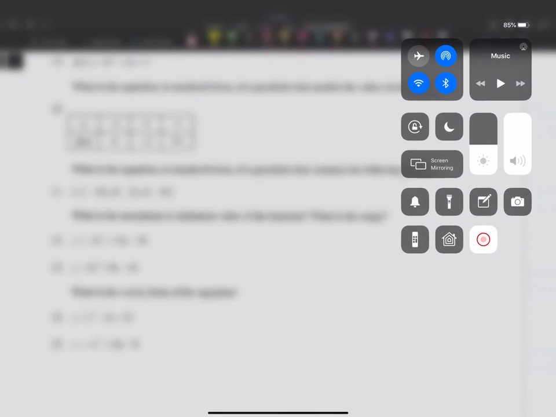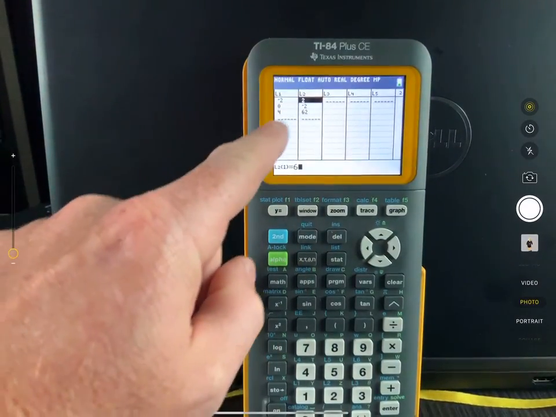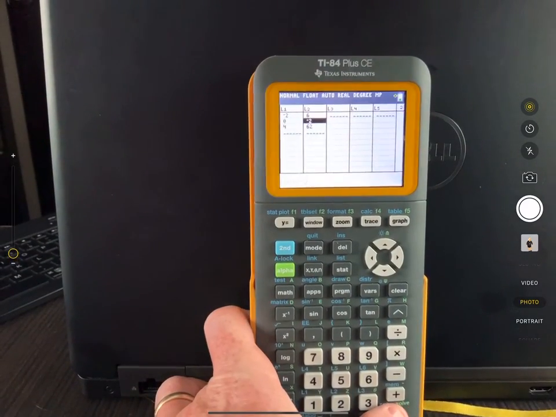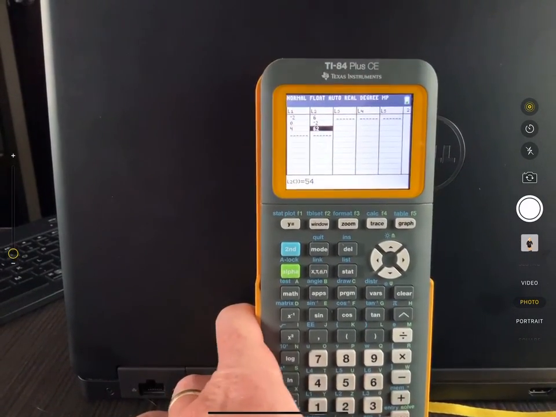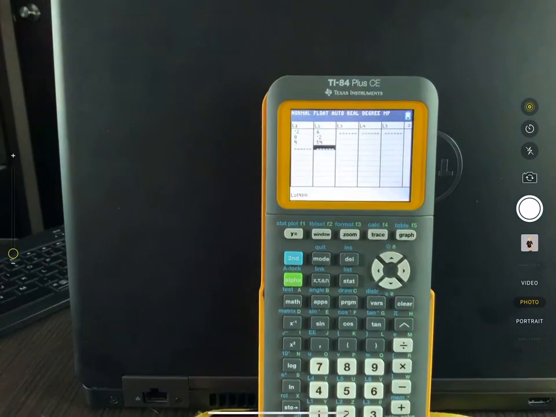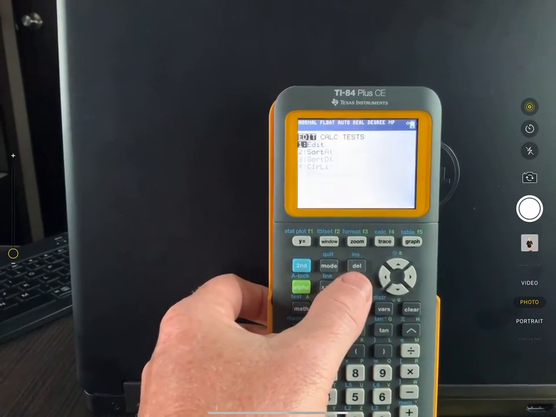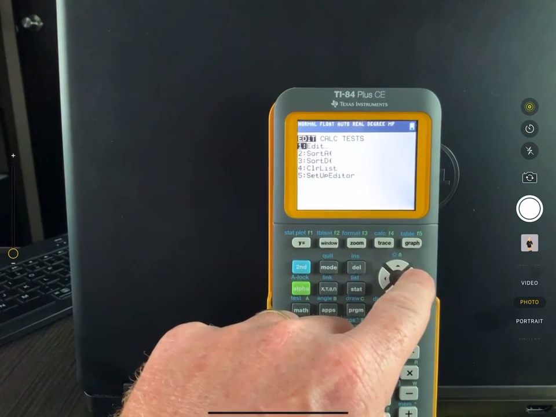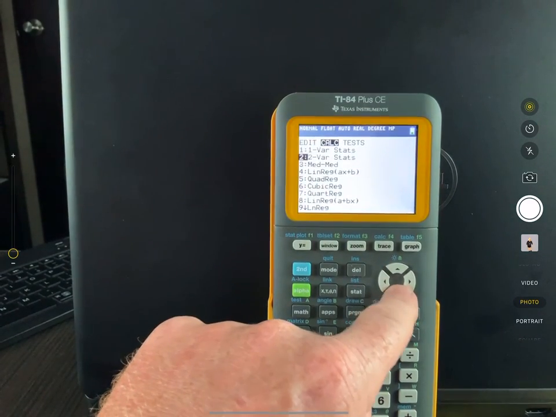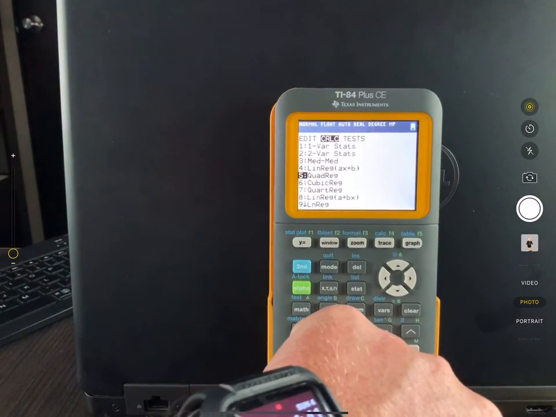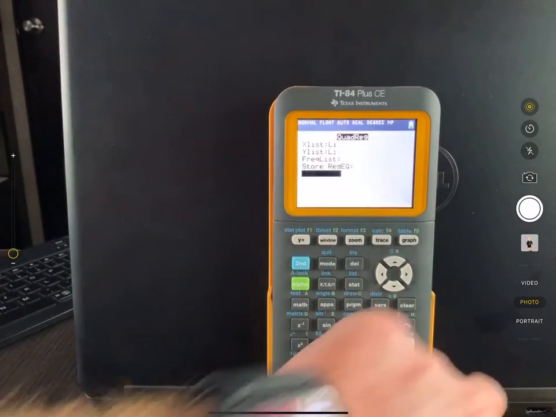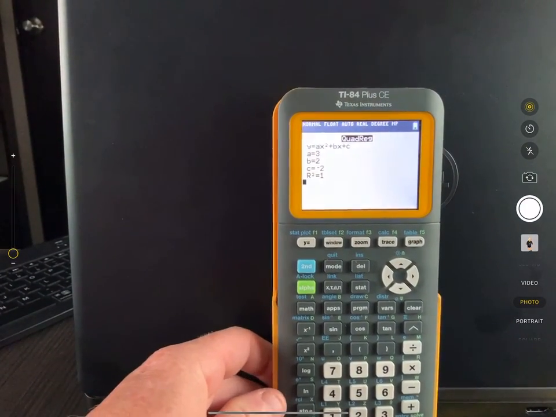6, -2, and 54. So let me come back here. All right, I've already got that one in. So 6 is L2, -2, and 54. Okay, L1 is your x's, L2 is your y's. After you have them in, you hit Stat. You want to go over to Calc, so you hit the right arrow. Scroll down to where it says Quad Reg, because we are finding the quadratic equation. I hit Enter and hit Calculate. And there is our equation.